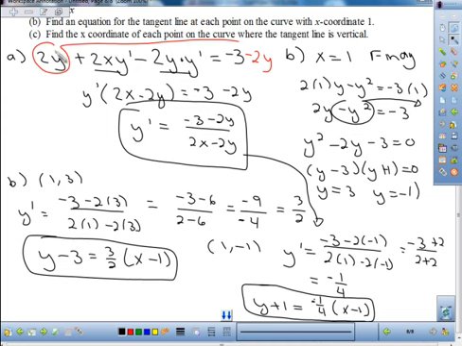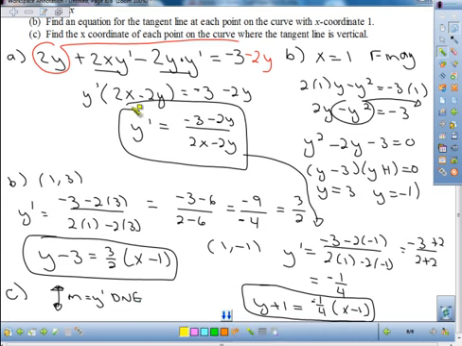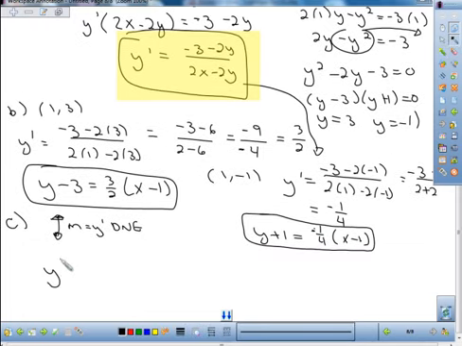Okay, part C says find the x-coordinate of each point on the curve where the tangent line is vertical. So in part C, the tangent line is vertical when the slope or the derivative does not exist. So we're going to look at our slope and we want to know when my slope is not going to exist. The slope is not going to exist when the denominator is equal to 0.